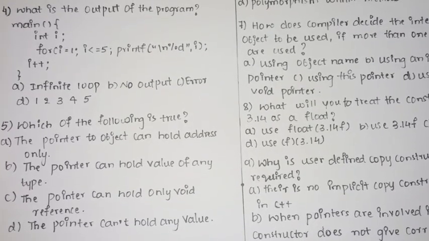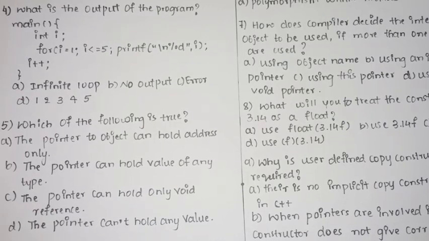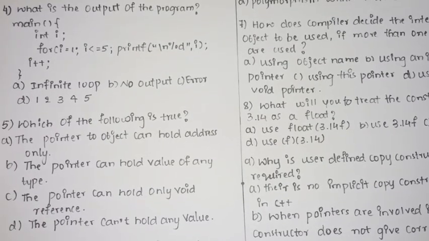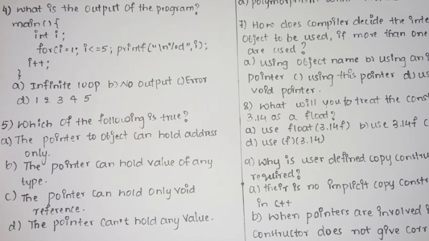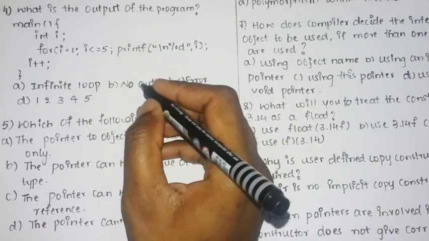So in this video we shall discuss the remaining programming MCQ questions that were asked in Aspire Systems. In the previous video we discussed around 3 questions, so in this video we shall cover the remaining questions. Let's see the fourth question: what is the output of the program?